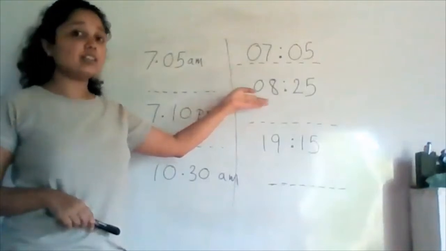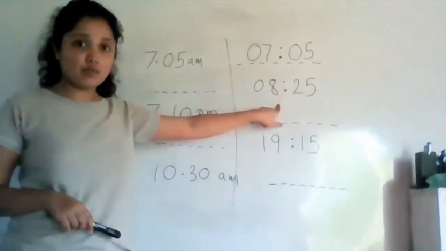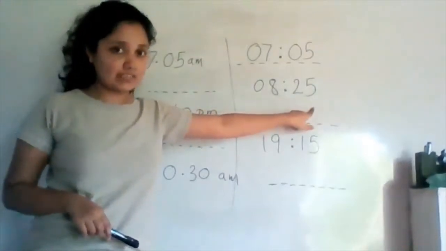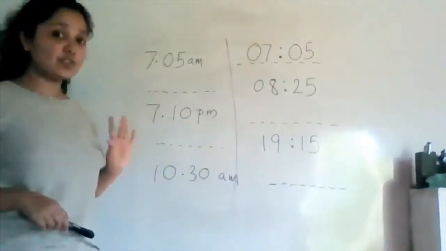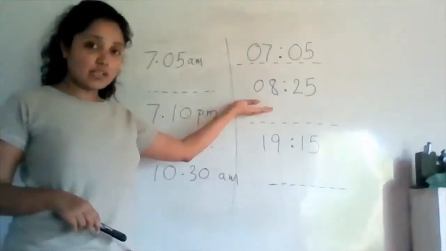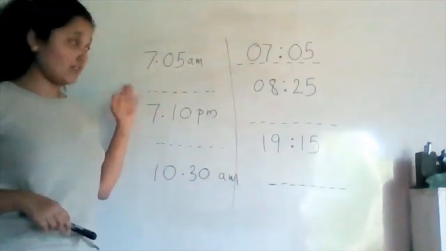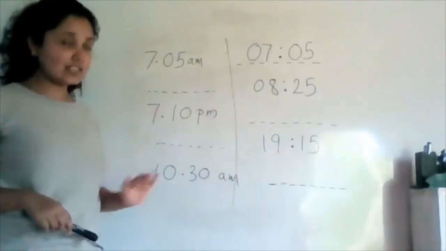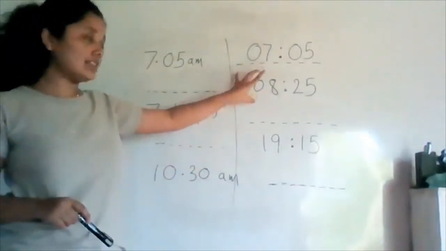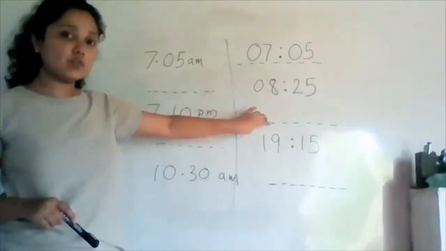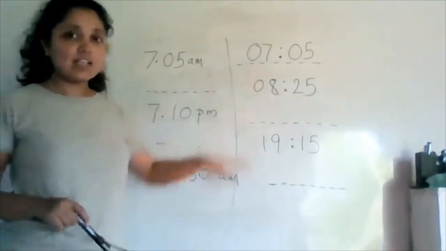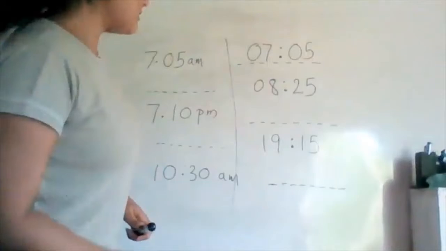In the second row, the time has been given in the standard form. And here the time is 8:25, right? The thing you need to do is that if you have to convert a standard form time into a 12-hour clock time, if the hours are greater than 12, you need to subtract 12 from those hours, right? So I will explain you once again.